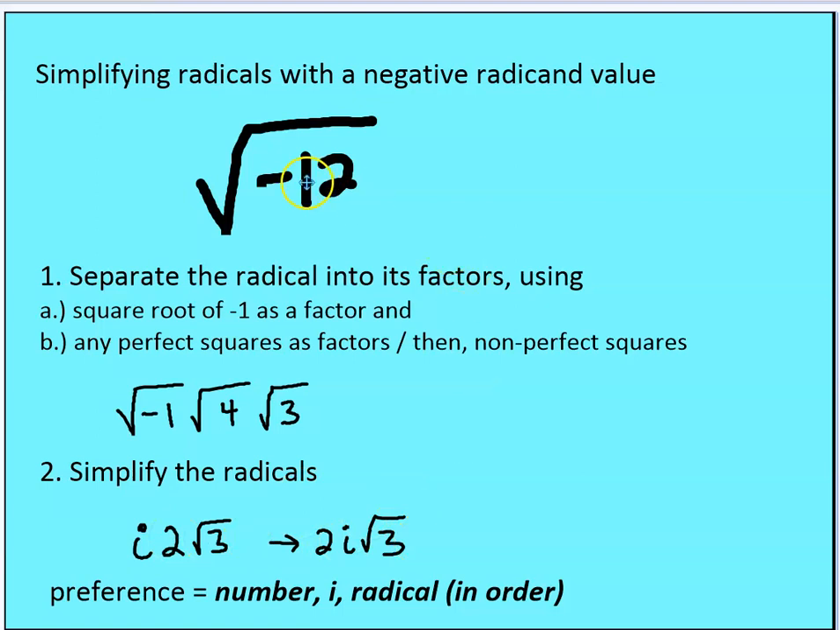All right, so once again, I have the square root of negative 12. I'm going to take the square root of negative 1 as a factor because this is equal to i. And remember, simplifying this radicand value requires that it is a positive value. Then I'm going to take out any factors that are perfect squares and simplify those. And then I'm going to rewrite with the number, then i, and then the radical, in that order.